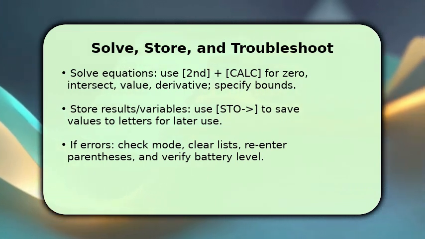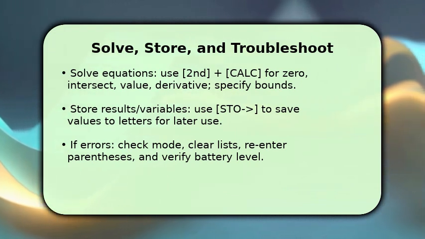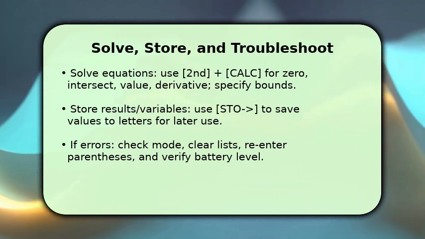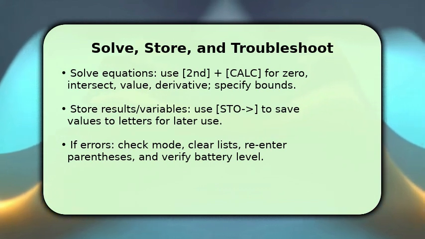If something fails, check mode first because degree versus radian causes wrong numeric answers. Also re-enter parentheses and clear lists to remove messy data. If the screen is faint, replace batteries to rule out power-related glitches.